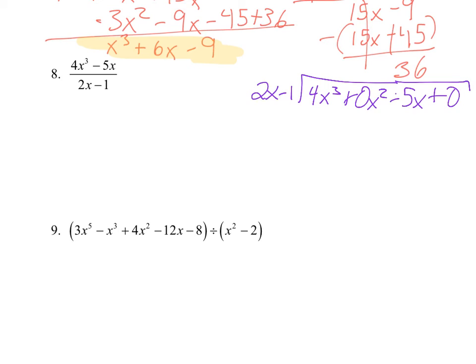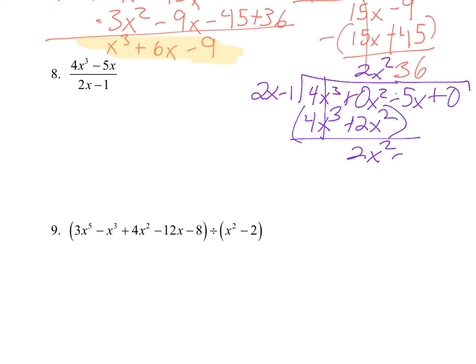All right. I get 2x squared to get 4x cubed. 2x squared times minus 1 is a negative 2x squared. All right, when I subtract this, the 4x cubed goes away. The negative 2x squared turns to a positive. I'm adding it to 0, so it's just 2x squared. And I bring down the minus 5x.